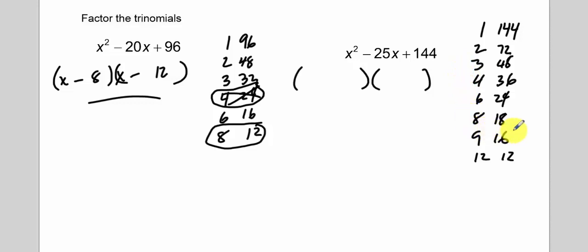And this is looking like our only 25 option. X and X, I need to have both positives or both negatives. In this case, they're going to be both negatives. 9 and 16, and that gets the job done.